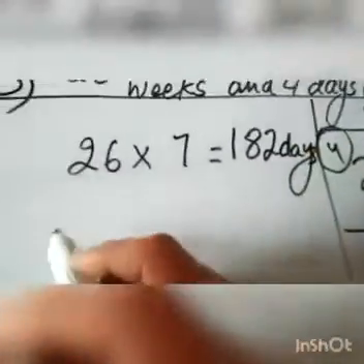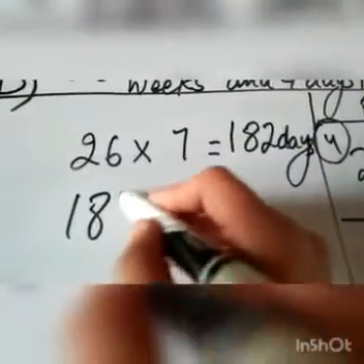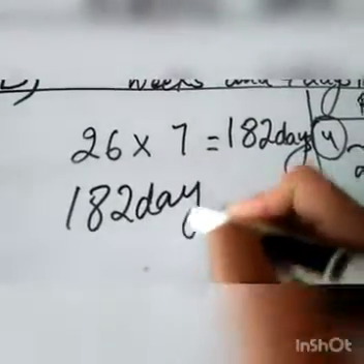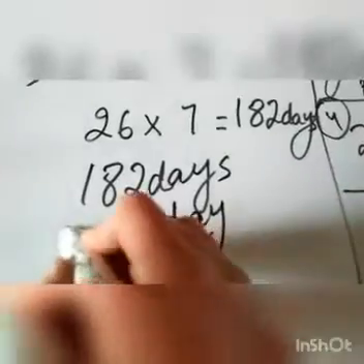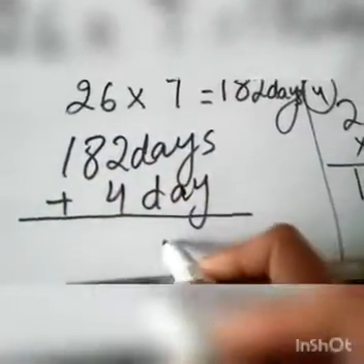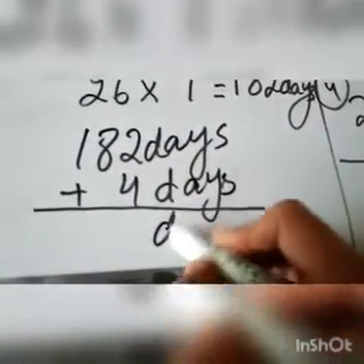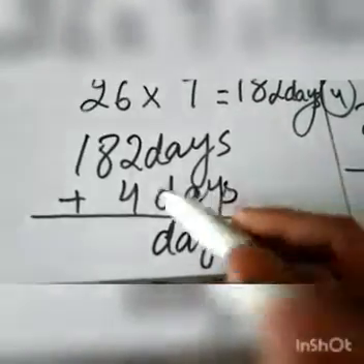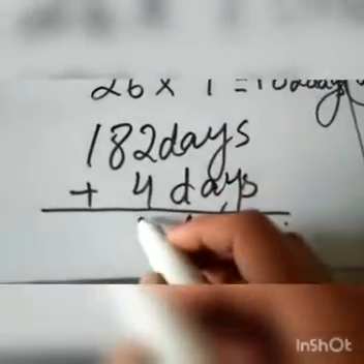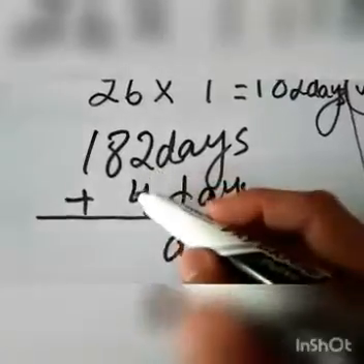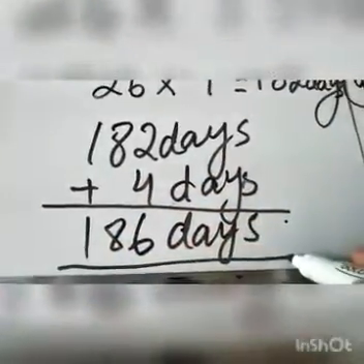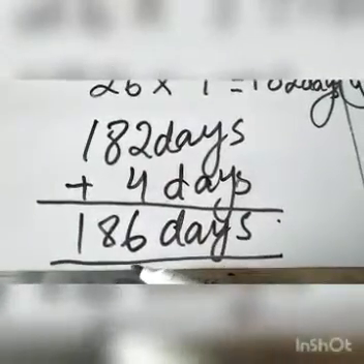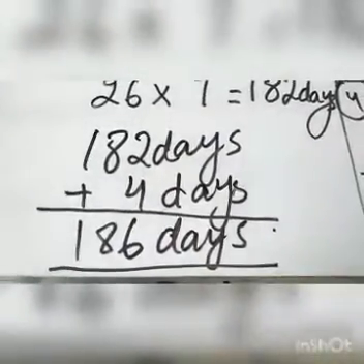Now we have to add 182 days and 4 days. You have to write days first. 2 plus 4 is equal to 6, 8 and 1. So the answer is 186 days.